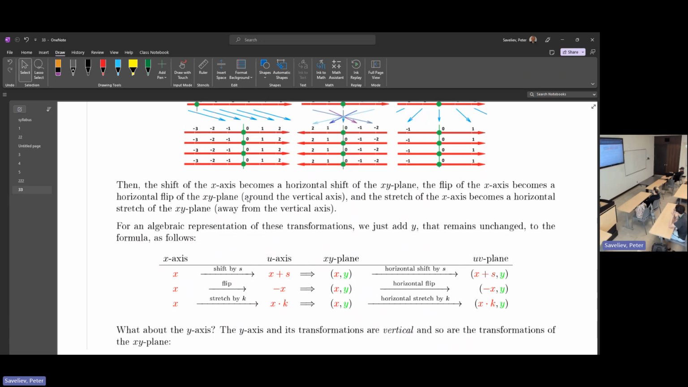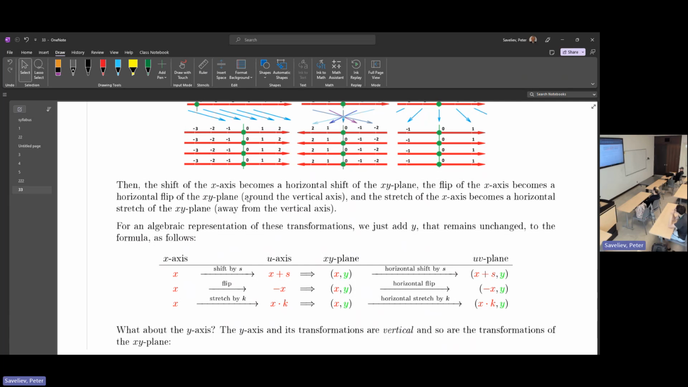That represents that transformation. Then the flip: x becomes negative x. We do exactly the same thing, but now it's not just the x-axis, it is every x for every location on the plane. x becomes negative x. That's a horizontal flip of the plane in the middle right there. And the third one is multiplication by k. Depending on whether k is larger or less than 1, you will get a stretch or a shrink. And once again, y is intact, as you can see. So (x, y) goes to (k times x, y). That's a transformation in one particular direction, this time horizontal.